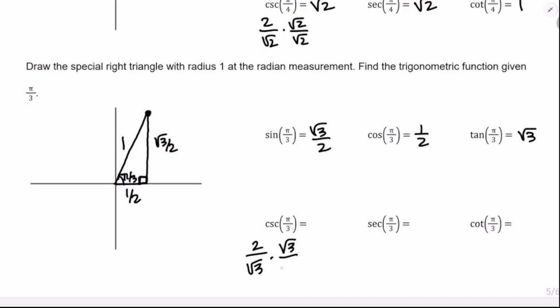And we've already done this once in this video, but I can do it again. I'm going to say that's 2 square root of 3 divided by 3, because there's nothing more I can do to simplify that. Secant of pi over 3 is going to be 1 over the cosine, so it'll be 2 over 1. And then cotangent is 1 over the square root of 3, which we would eventually get to root 3 over 3.